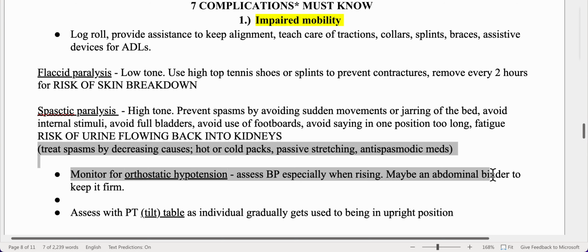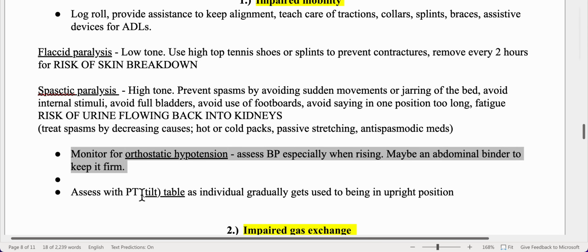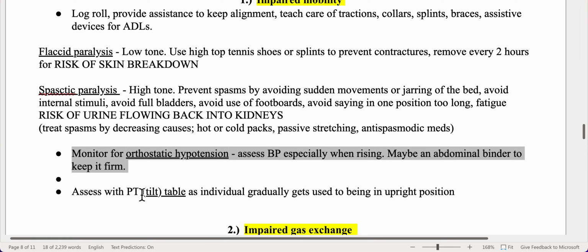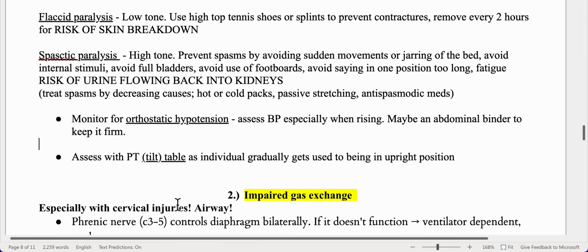Risk of urine flowing back into the kidneys. Treat spasms by decreasing causes, hot or cold packs, passive stretching, and antispasmodic meds. Monitor for orthostatic hypotension. Assess BP, especially when rising. Maybe an abdominal binder to keep it firm. Assess with PT tilt table as the individual gradually gets used to being in an upright position.